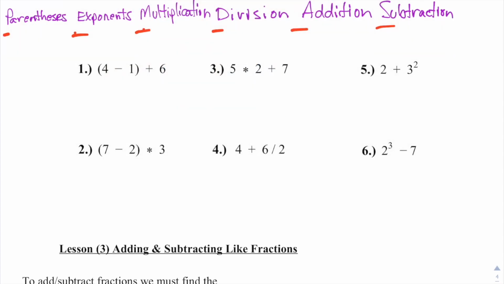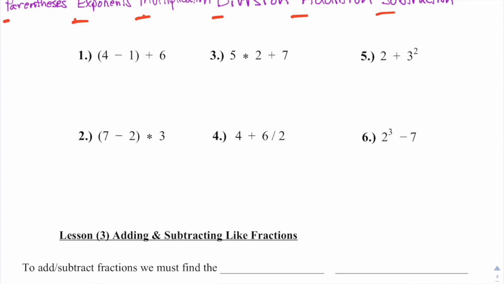Let's look at some of our examples. So here, number one, we have three terms and two operations being performed. One of the operations is inside of parentheses, so because parentheses is our first operation in our order of operations, we know we have to do what's inside that first. So 4 minus 1 would give us 3 plus 6. And now that there are no other operations in between, we just add the 3 and the 6 together to get our solution here of 9.